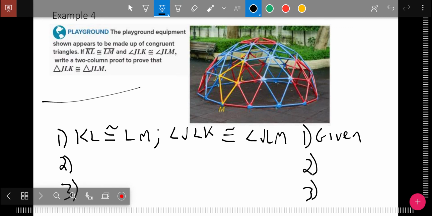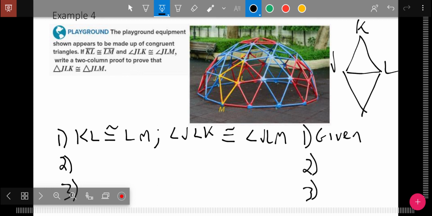Next, we have this picture. This picture is a little bit hard to see, so I'm going to redraw the triangles out here. All right, so you have K, J, L, and M. To start out, they tell you segment KL is congruent to segment LM, and they tell you that angle JLK is congruent to angle JLM.